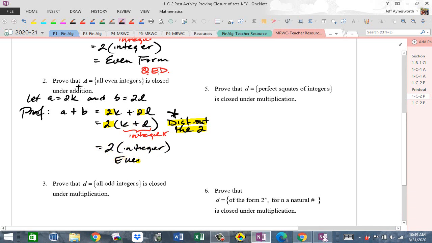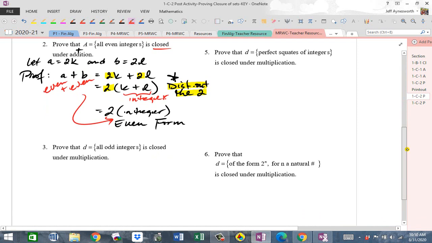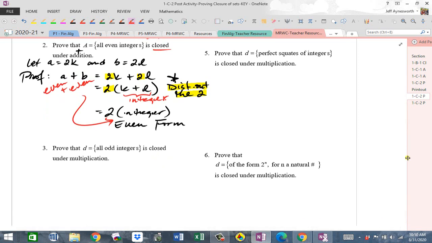which is even form. And because of that, an even plus an even, again, we started off with 2 even numbers here, an even plus another even gives you an even. Therefore, it's closed. So remember, when the operation changes, you just go with the flow and perform it depending on the operation and make sure that the result is in the same form. That's what closure is all about.